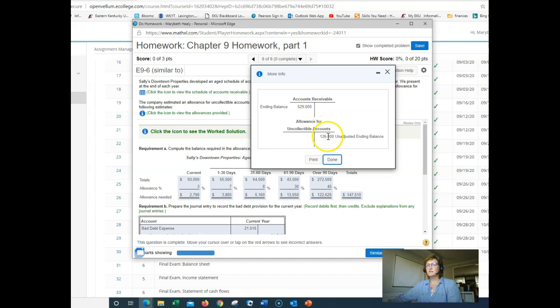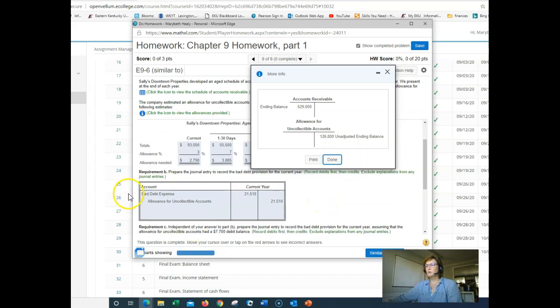So the allowance for uncollectible accounts is a contra asset, and it normally has a credit balance. So right now it's at 126. We need it to go to 147,510. Okay, so we don't want to add 147,510 to it because we already have some in it. So what we're going to do is add the difference. So 147,510 minus the amount that's already in it, and we'll go ahead and record bad debt expense.